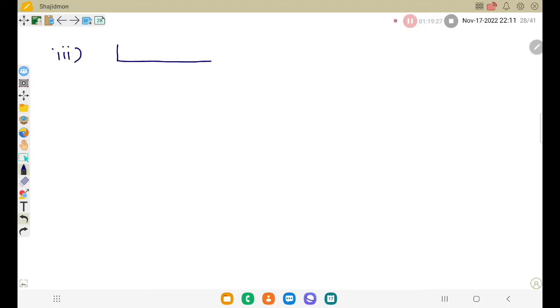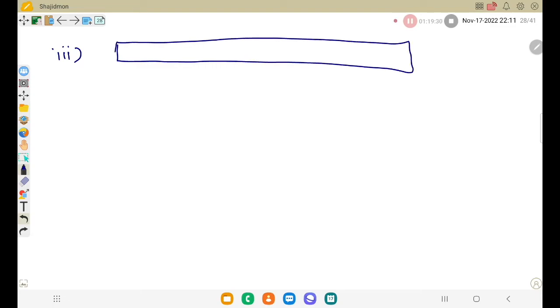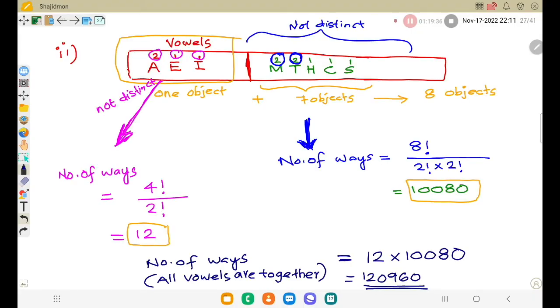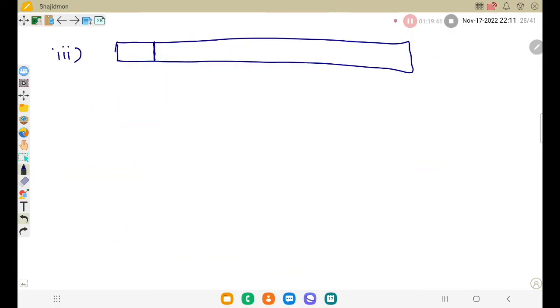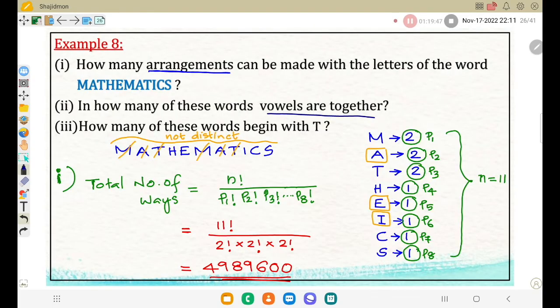So for answering that, as I told you, I am putting a box like this. Okay. Now starting should be which letter? It is mentioned in the question. Word begins with the T letter. Starting it should be T letter here. Correct? T letter. Now in our question, T is coming how many times? T is coming 2 times. Correct? M coming 2 times, A coming 2 times, T coming 2 times, and H 1, E 1, I 1, C 1 and S 1. Correct?